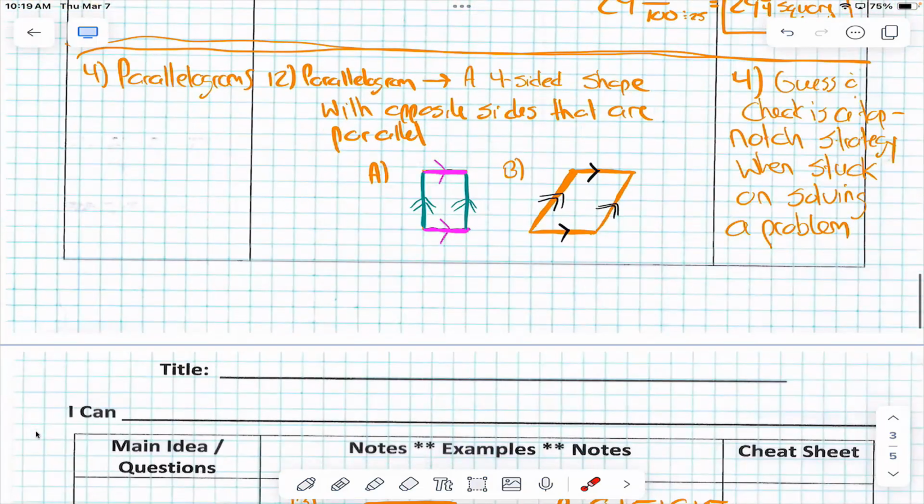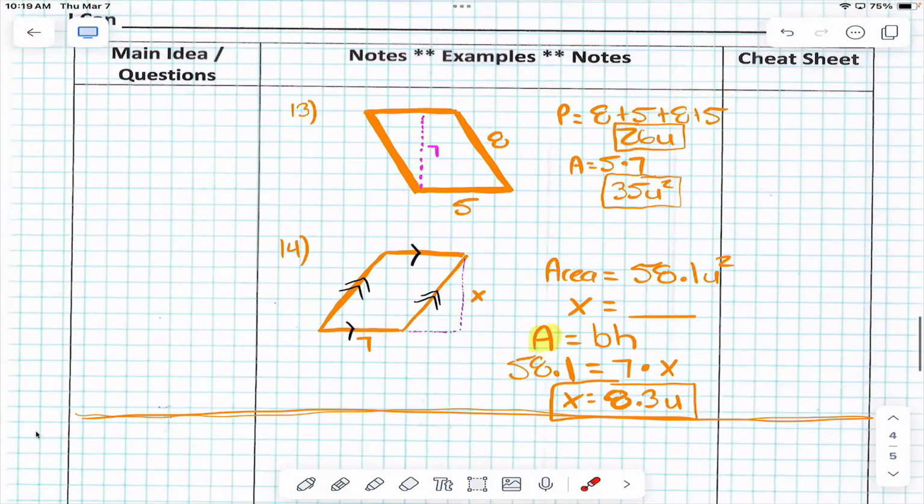Is this right here the height of a parallelogram? No, that's not the height of a parallelogram because why? It's slanted. Is this the height of a parallelogram? Yes. What are my plugins for the area of a parallelogram? What were the numbers that I used for plugins? 5 times 7.